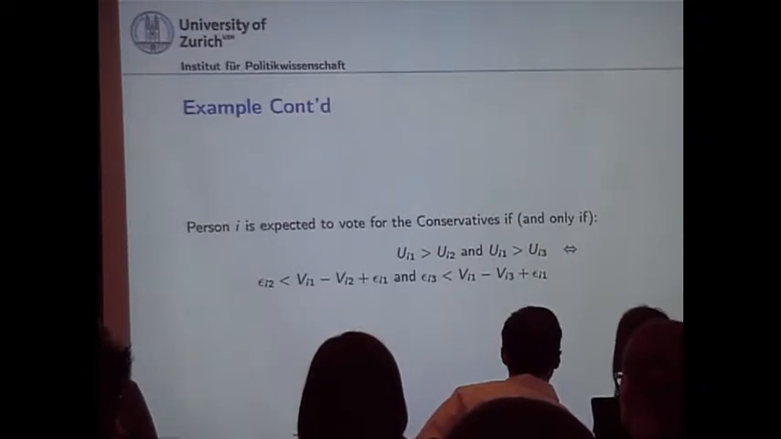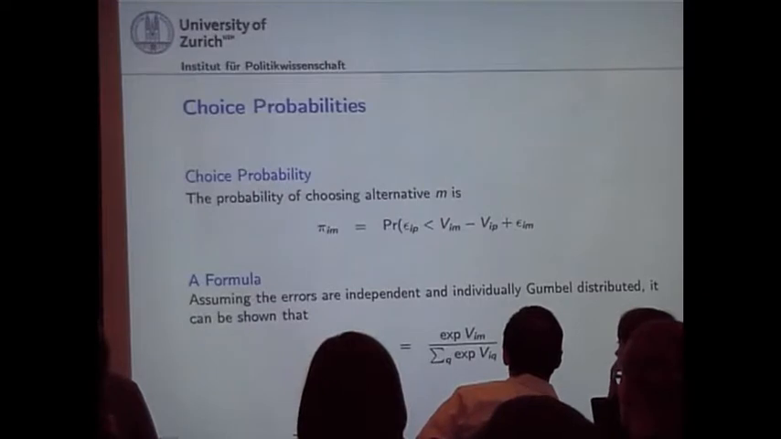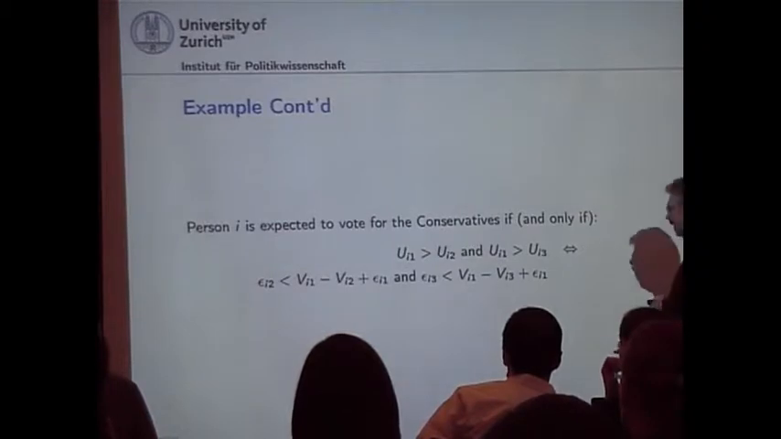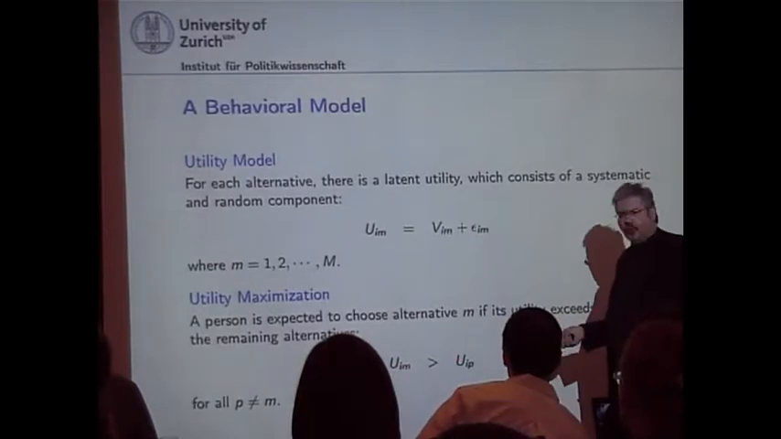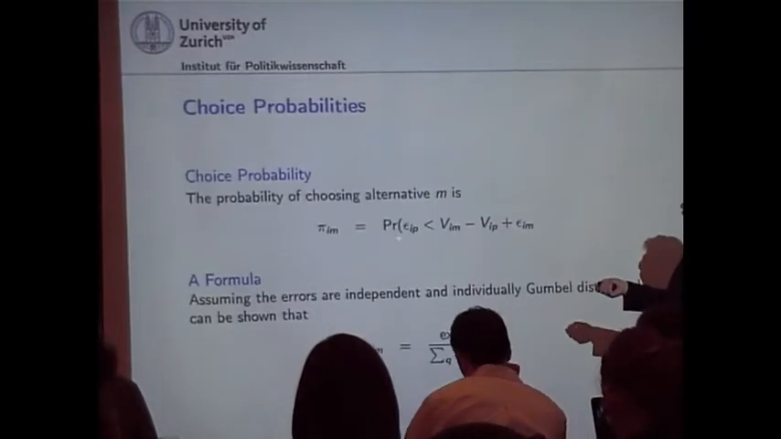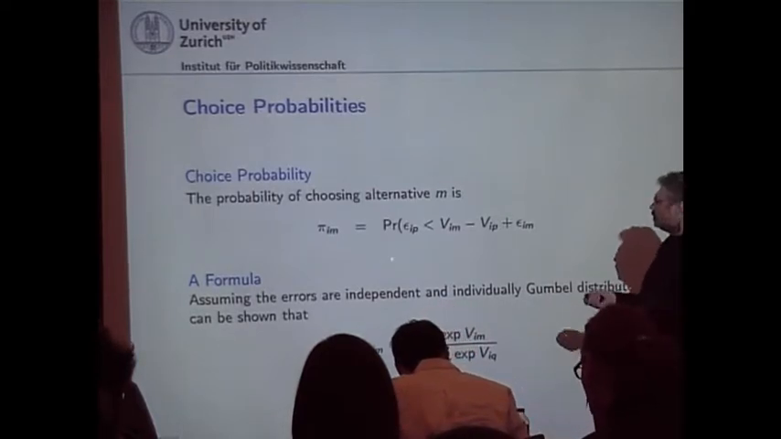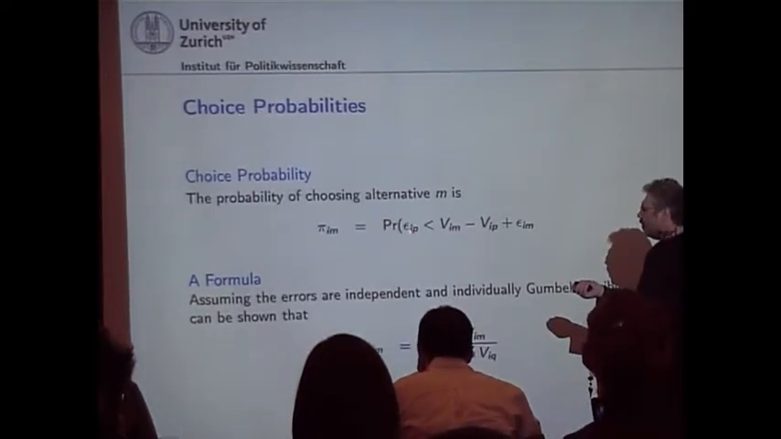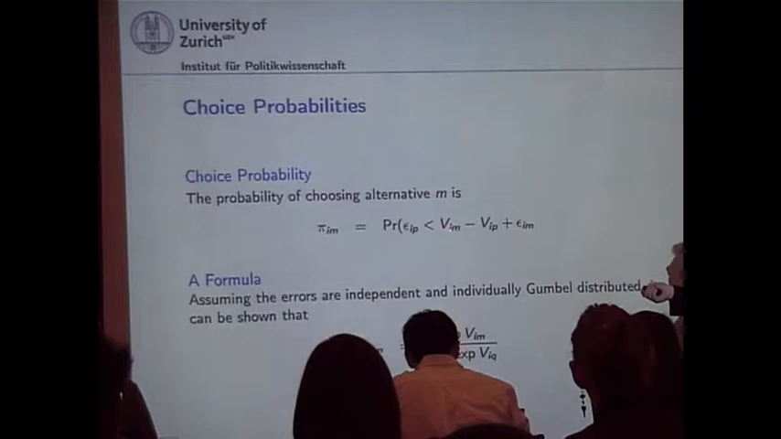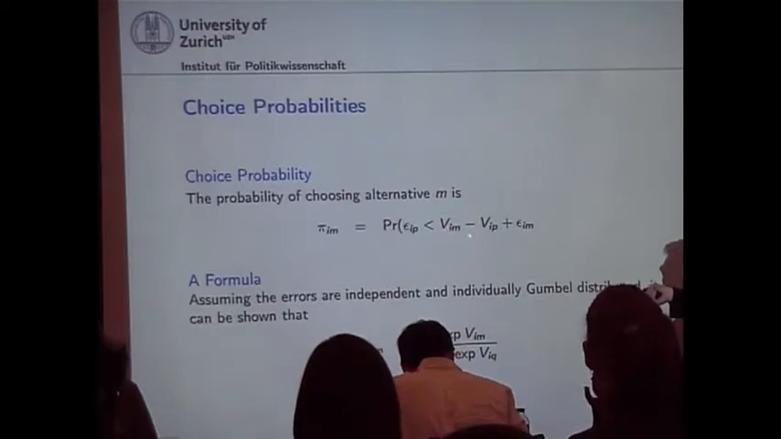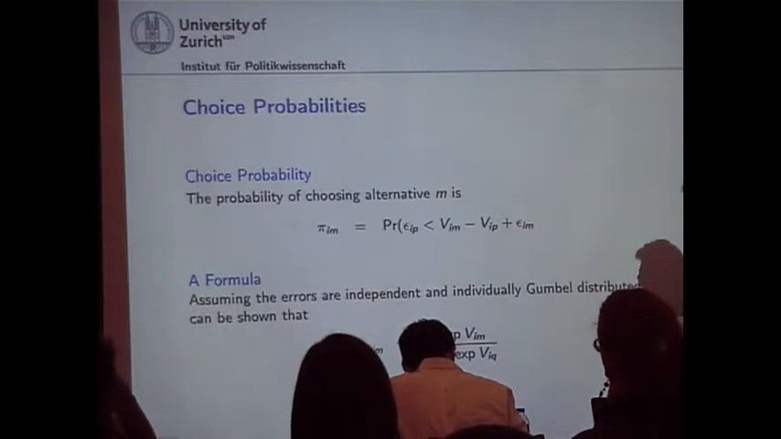Now, then we need to come up with a choice probability, and the choice probability is basically the probability of utility IM exceeding that of all other alternatives. And I'm missing a parenthesis here. It's basically the probability that epsilon for some other alternative is less than the systematic utility difference plus the epsilon associated with the alternative I'm interested in, for all of the other alternatives.